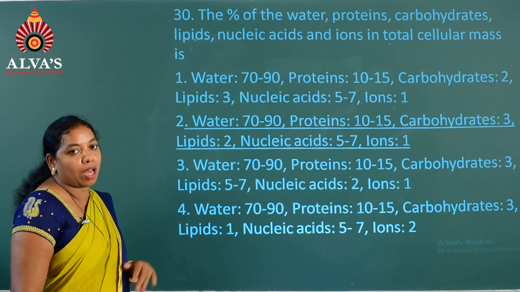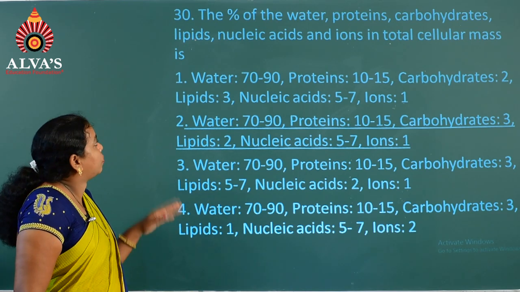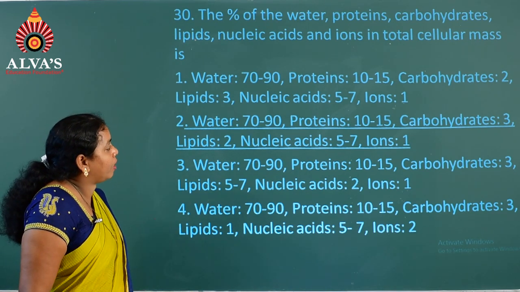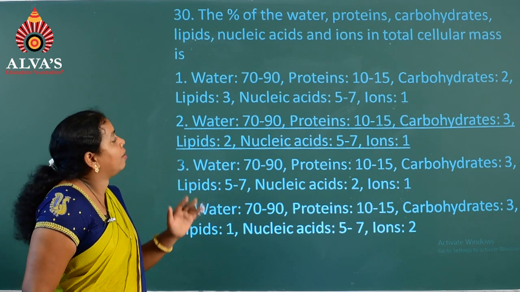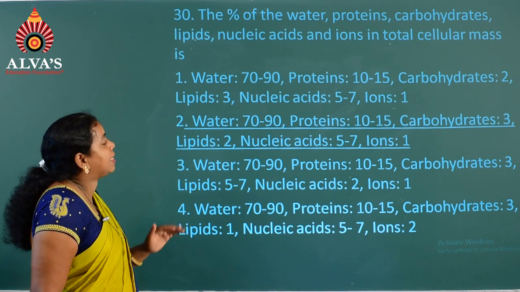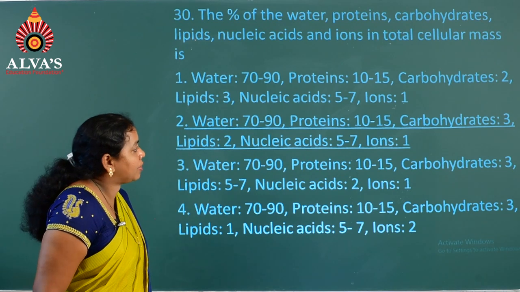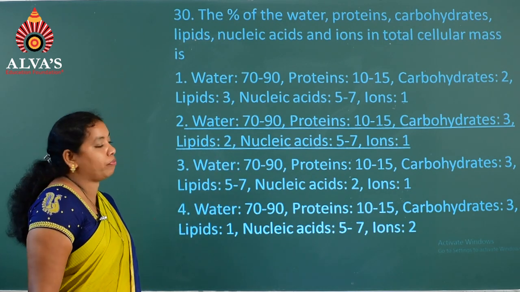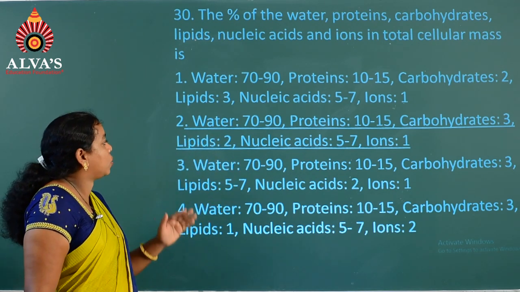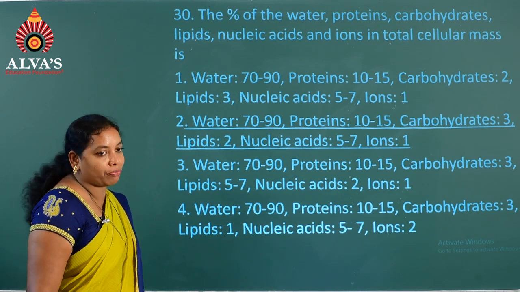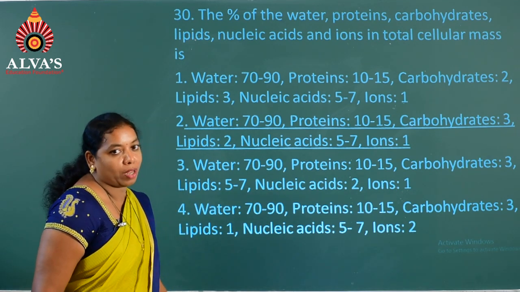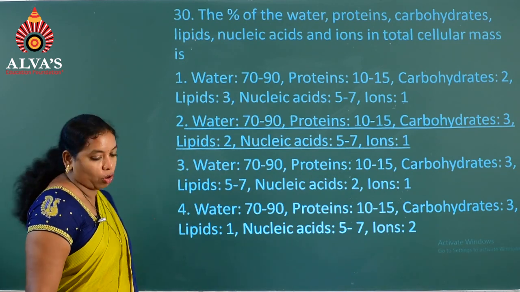So, you have to identify the percentage of water, protein, carbohydrates, lipids, nucleic acids and ions in a total cellular mass. The right answer for this question is the second option, where we know that water will be in a higher amount in each cell, so it is 70 to 90. Next comes the protein 10 to 15 and after that comes carbohydrate 3, lipids 2, nucleic acid 5 to 7, whereas ions 1. So, hence right answer is second option.